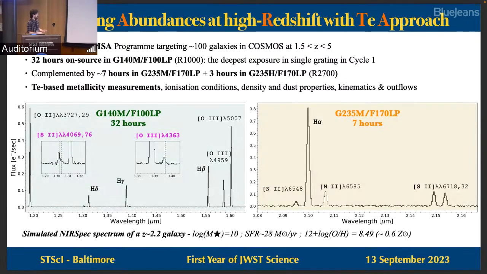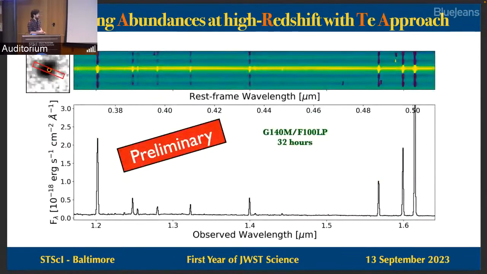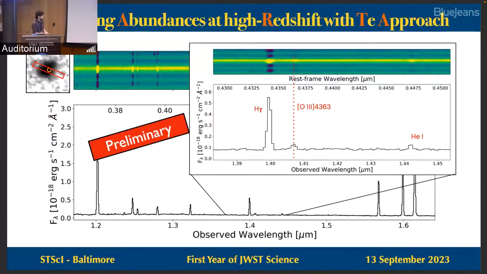And finally, I'm very happy, this is a simulated spectrum that I've been showing several times at conferences in the past. I'm happy to throw it away and finally show some real spectra that we just got a couple of months ago. This is a galaxy at redshift 2.2 observed in band 1, 32 hours, and band 2, 7 hours. And you can see a lot of emission lines, and in particular, oxygen 3 4363 is clearly detected above the continuum.